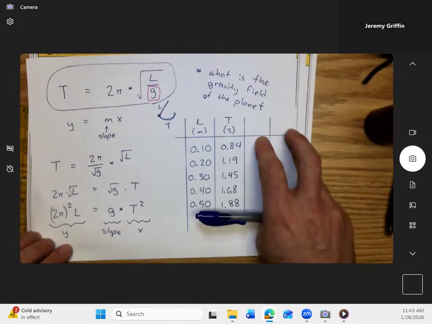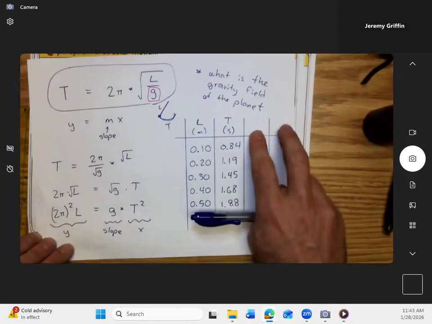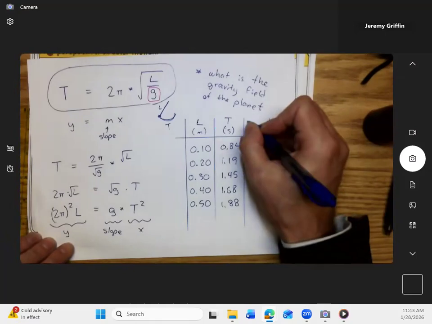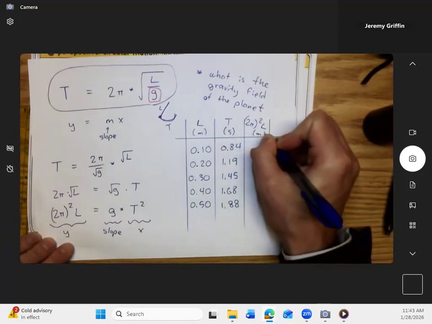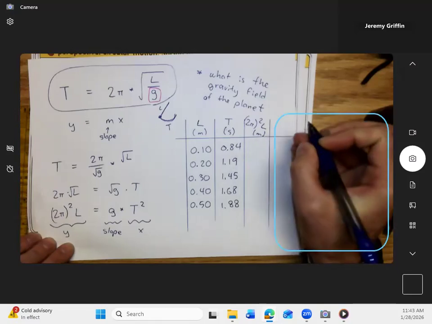Because we haven't done anything in these last 2 columns. What do you think I'm going to write in these last 2 columns? 2 pi quantity squared L. That could be in meters. And what goes in this last column?